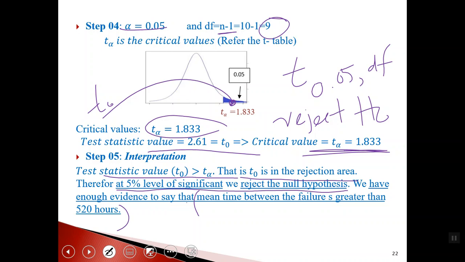I know this is complicated in the first place, but believe me, when you go through the problems and solve a few, it is the same as the z-test. The only difference is that here I recommend you use the critical value approach rather than the p-value approach. So I hope you understand the concept.